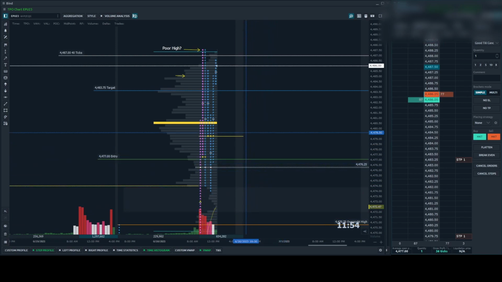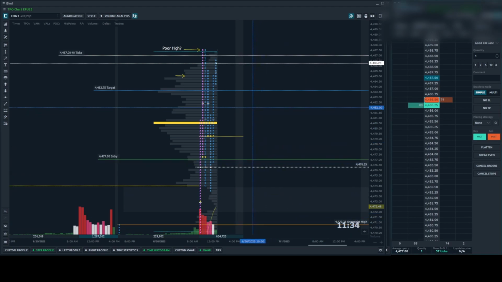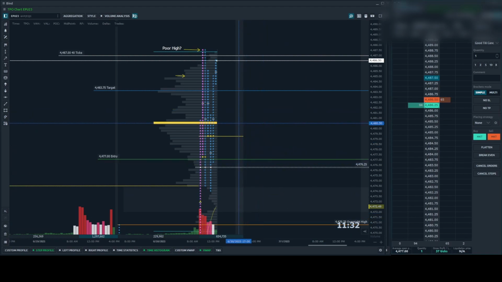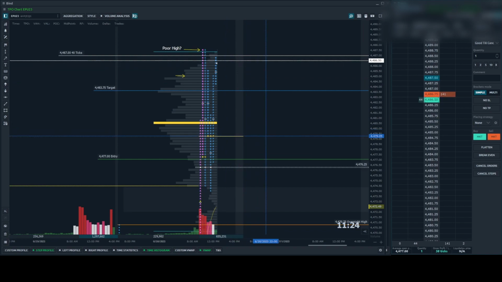So I took that one. Oh, get rid of that stop. So we have one contract left now. It just started to go on too long. Started to feel irresponsible holding on to that, trying to get a couple extra ticks out of it. Yeah, there. I think I got 625 out of that.